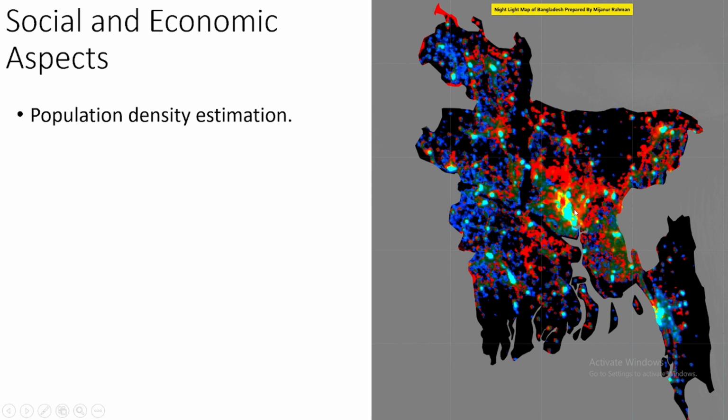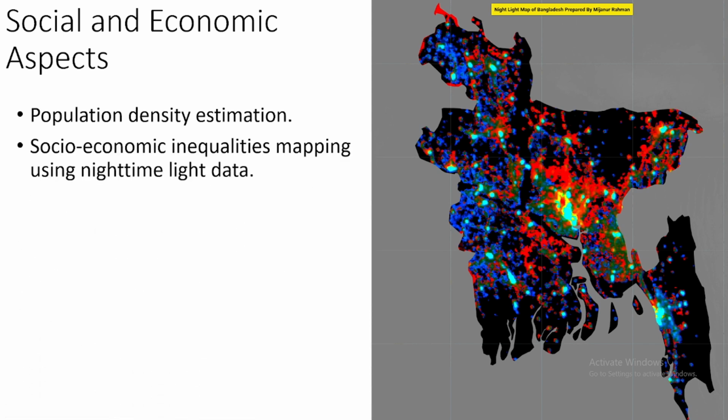This place has a much bigger population density than any other city. That's why this place has more light in the night light activities. Not only that, we also find socio-economic inequalities. Suppose you can see this place is more developed, and all the cities are more developed, but this type of hill track area is not much developed.